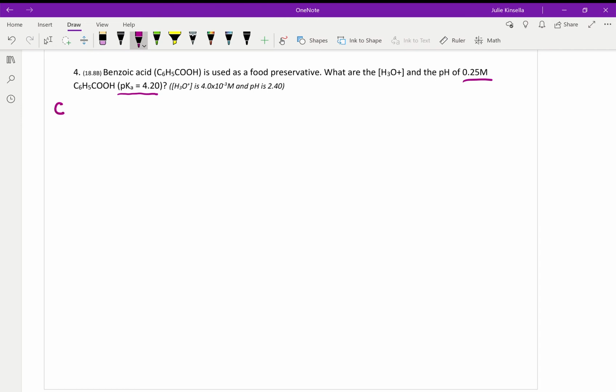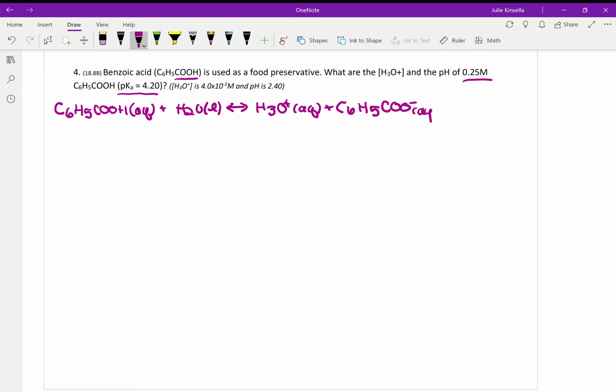I'm going to keep it how it's provided in the question. Just a little reminder, be on the lookout for that COOH. The hydrogen at the end is what actually ionizes when it reacts with water. That hydrogen is going to get donated to water here. So we have our hydronium ion that forms, and then we have the conjugate base of our weak acid, which will be C6H5COO minus.